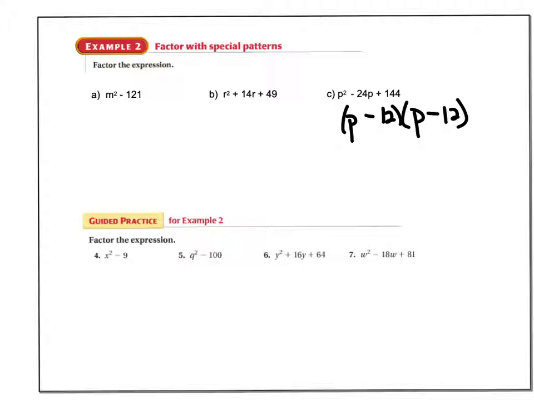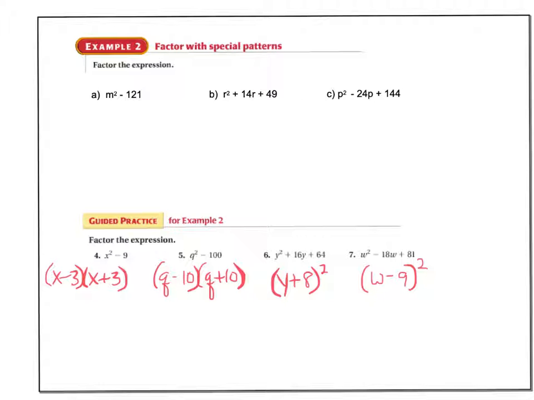And my next step right away is to confirm that my inner and outer terms, when added, would give me this negative 24, and they do. Negative 12p plus a negative 12p is that negative 24p. And so I just do that quick check before I assume that this is this special pattern. And so then I write it compactly as p minus 12, that binomial squared. You do guided practice 4 through 7. Pause the video and come back.